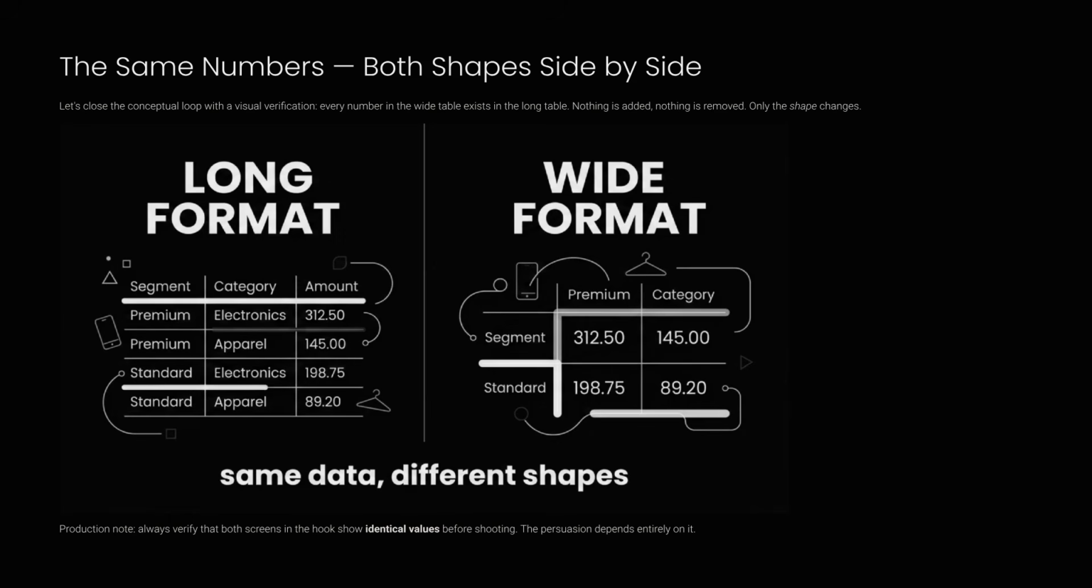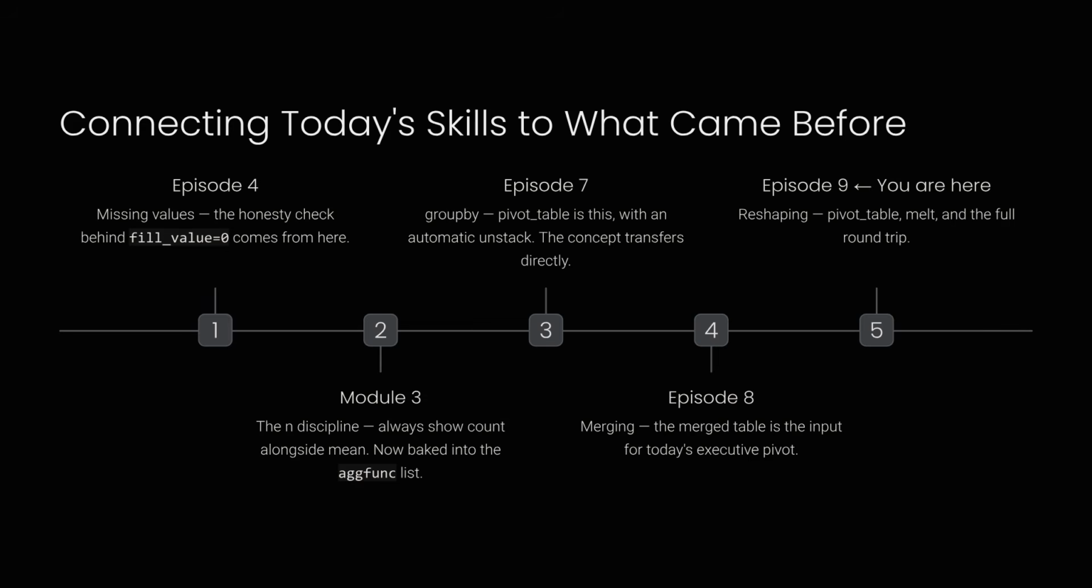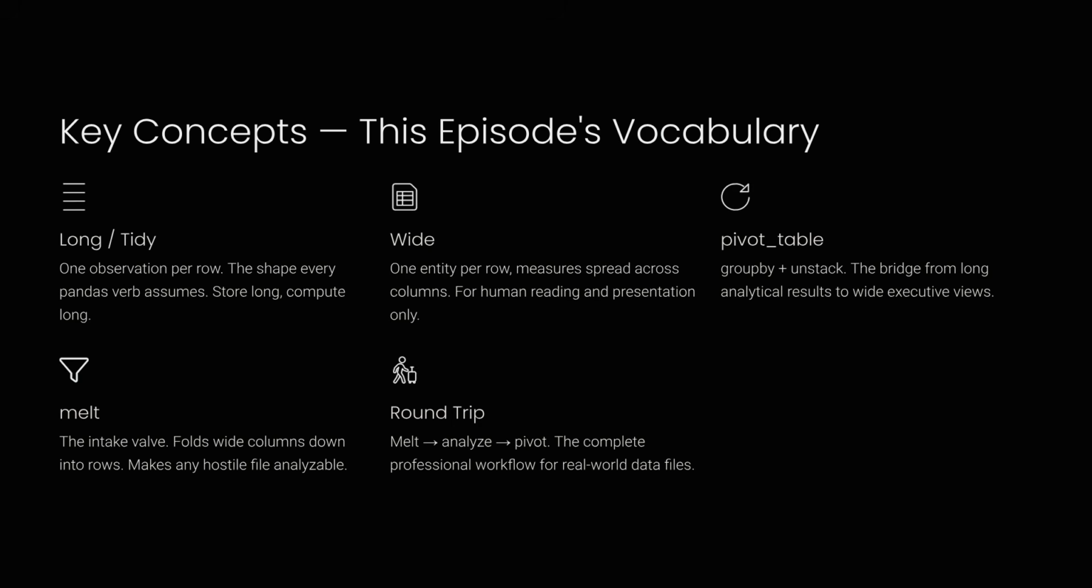Let's close the loop. We can verify that the numbers are identical across both long and wide shapes. Only the perspective changes, ensuring accuracy throughout your analysis. This episode bridges the gap between previous skills, such as handling missing values and group by operations, and today's focus on reshaping your data for professional results. Master this vocabulary. Use long or tidy data for your internal computations, and switch to wide formats solely for presentation. Pivot tables and melting are your primary tools for this conversion.